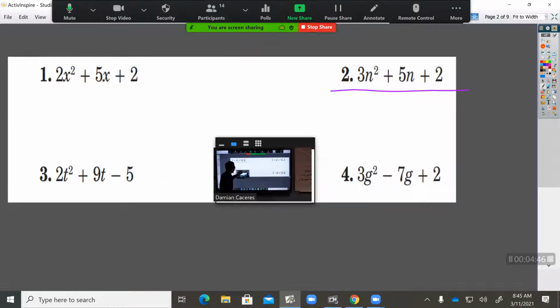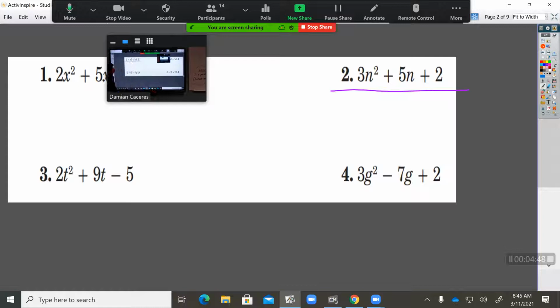So number 2, line underneath the whole expression or equation. 3n to the second power is what times what? 3n times 1n. Positive 2 is 2 times 1 or negative 2 times negative 1. Which one is it going to be? Since the middle number is positive, we know we're going to use positive 2 times 1.